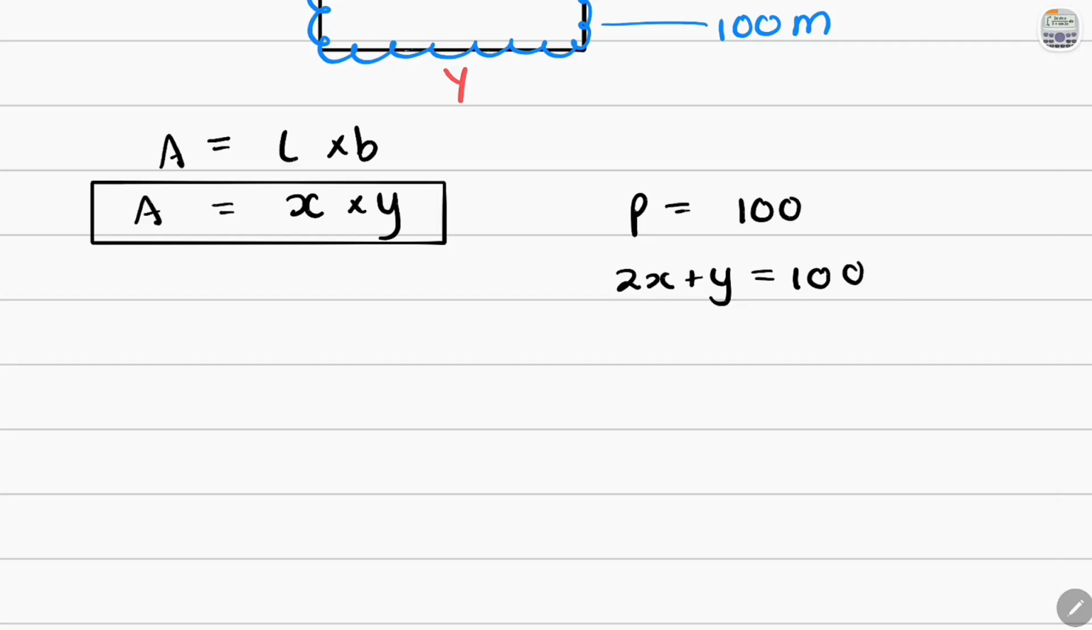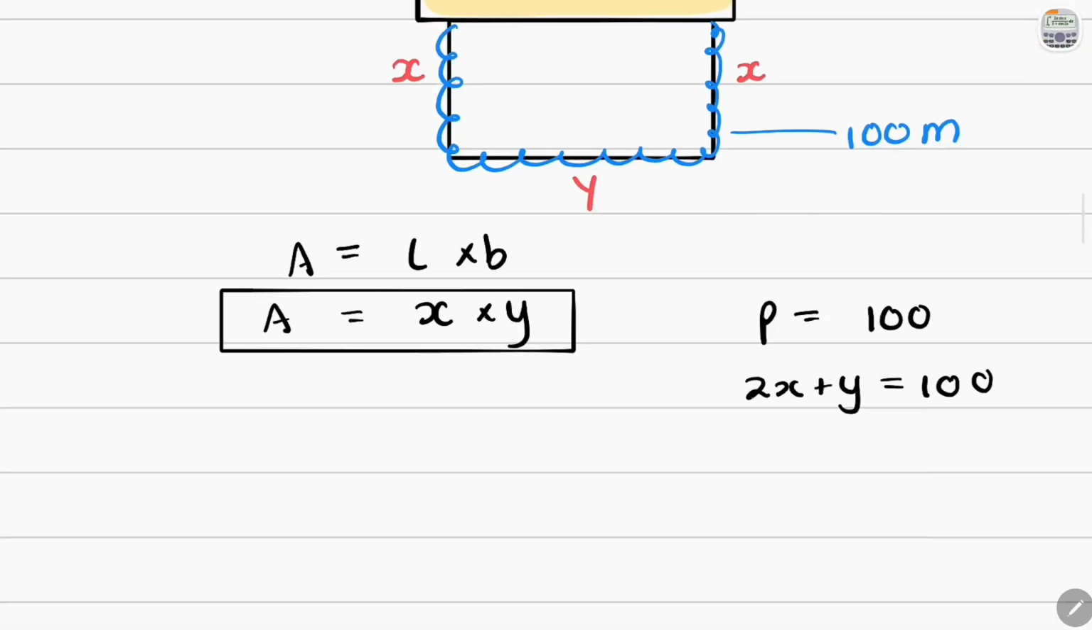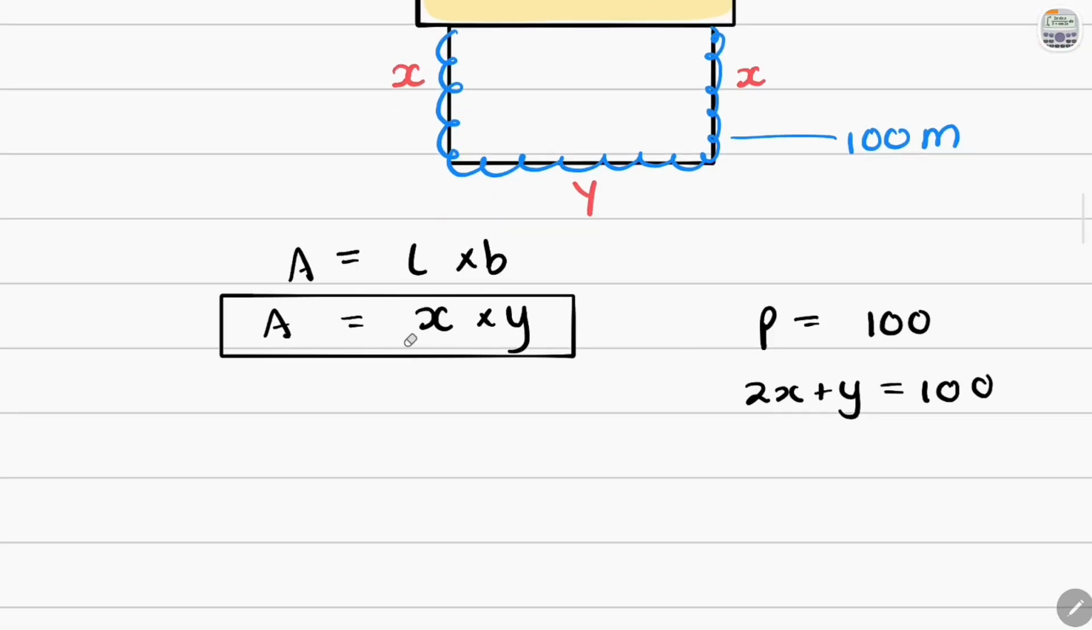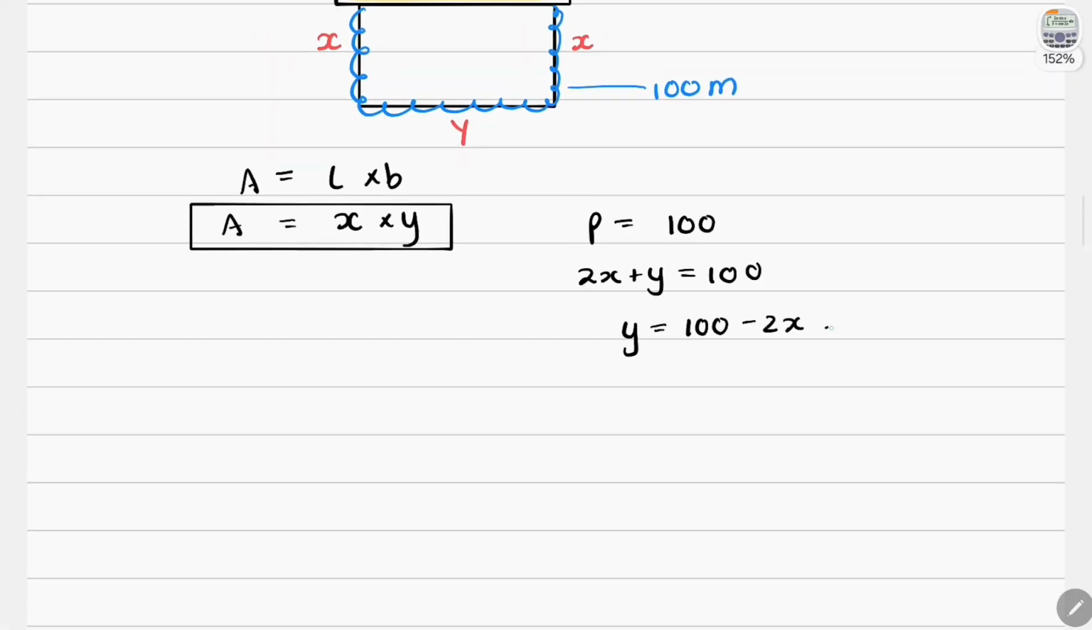We won't actually find the maximum area because they didn't ask for that. They asked just for the dimensions for x and y. So we'll try to keep our focus on x and y, but we need to ensure that we can find the area of the shape in terms of x or y. Okay, so what can we easily make a subject here? We can easily make y the subject. So I'll say y is equal to 100, and we transpose that, so minus 2x. And so this is our equation. And we're going to take this equation.